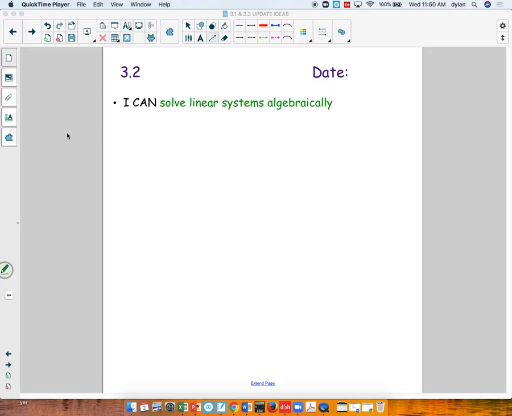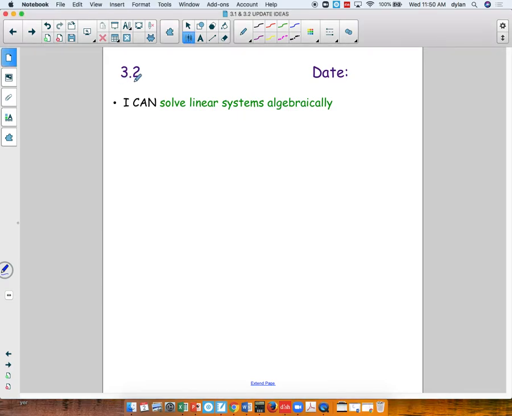Everybody, and welcome to our video for lesson 3.2, which is solving linear systems algebraically. So you're going to use line paper for your notes today. This is going to be a review from Algebra 1. We're going to work on substitution and elimination with two equations and two variables. And this is really setting us up for larger algebraic systems, which we're going to solve in future lessons.